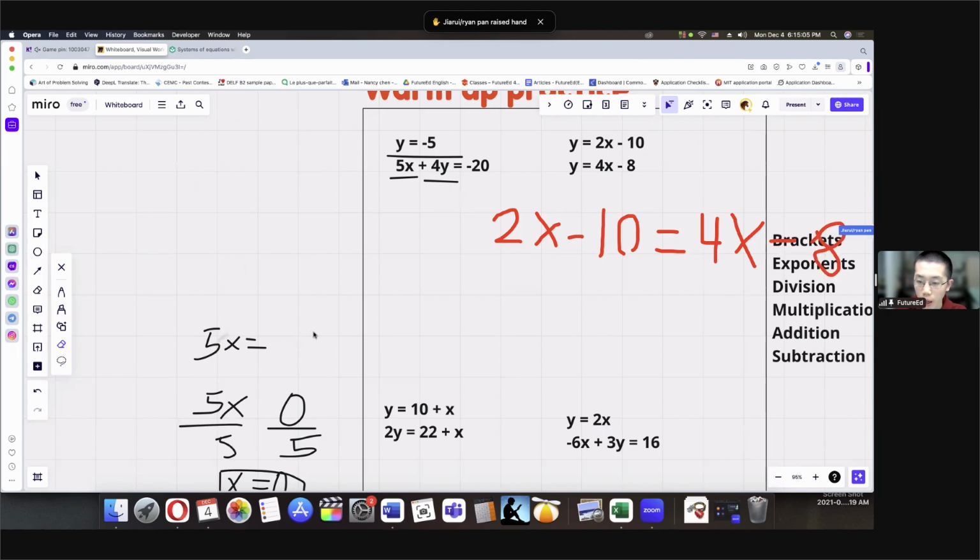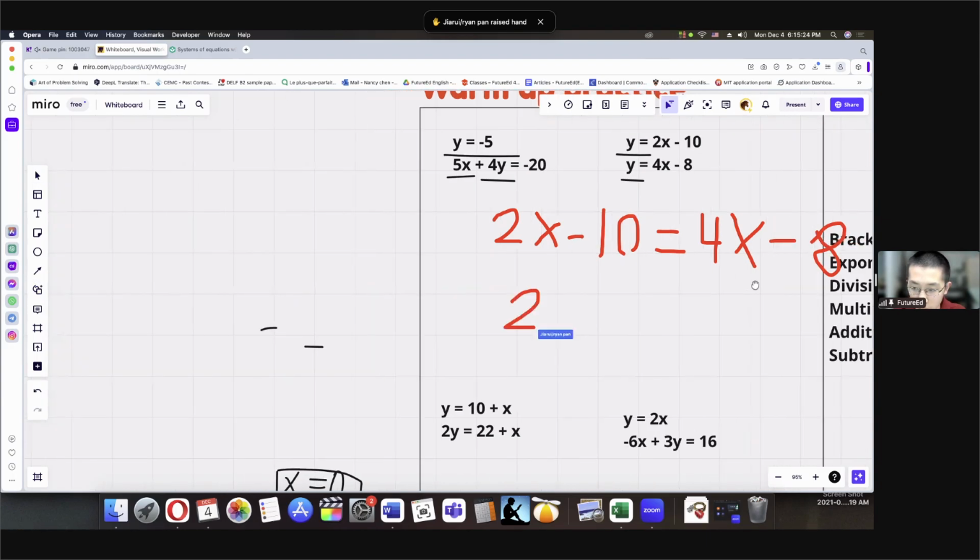Okay. So I see you're using what we learned last class. We learned substitution, and in this case, we see there's a y on both sides. It's actually purposefully listed out this way. You have y on the left side for both of them, and then once you equate them, you just have 2x minus 10 equals 4x minus 8. Continue, please. I'll just move this to the side.